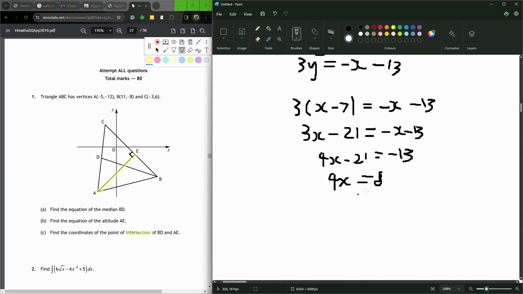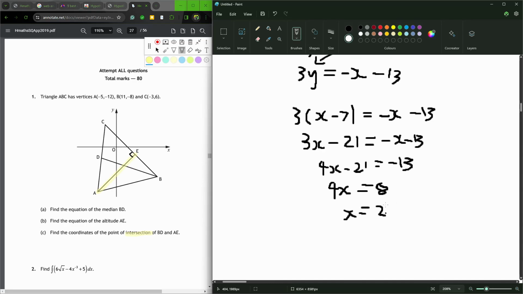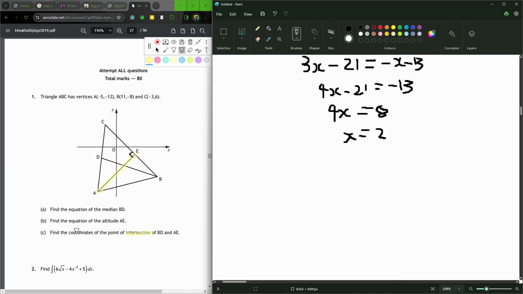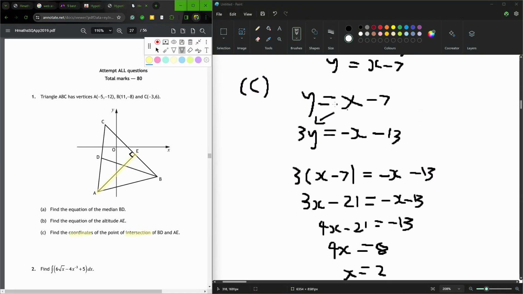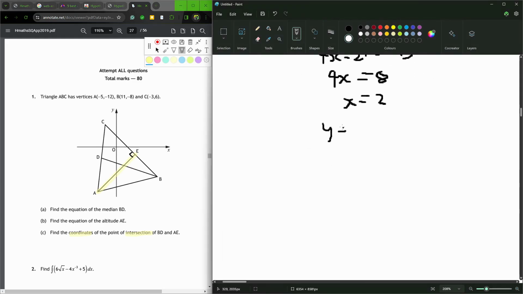Okay, and then if we divide both sides by 4, we'll get 2. So x equals 2. But we're not out of the woods yet, because remember, we want the coordinates. So I'm going to take the simpler equation, this one, because I don't like doing maths. I'm going to put 2 in it.